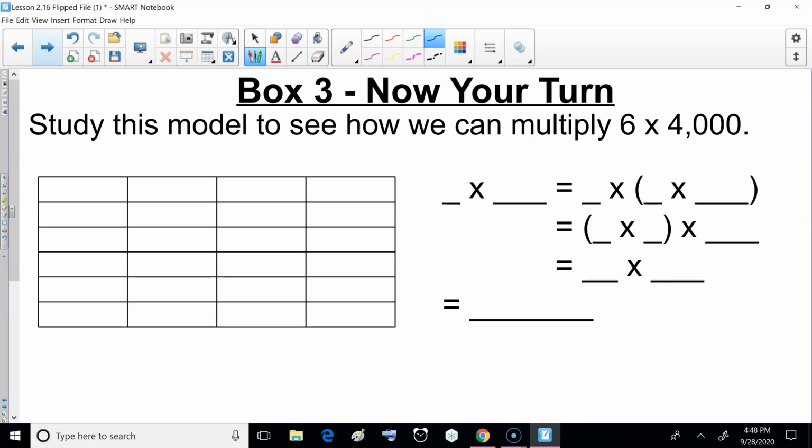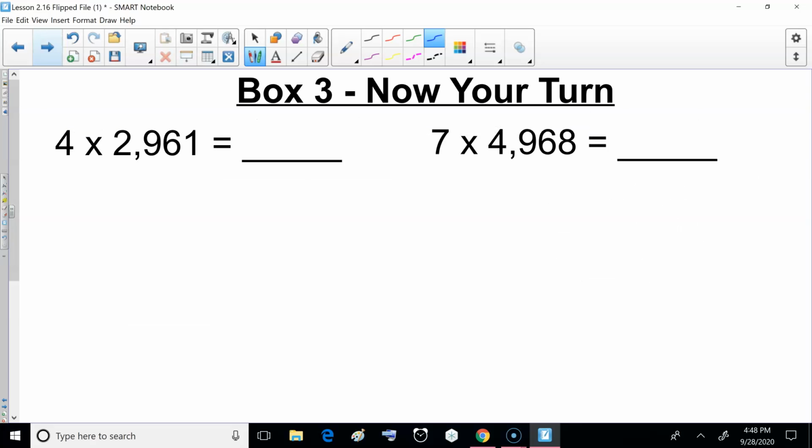Now it's your turn. You're going to take this number, and see if you can do the same thing: multiply 6 times 4,000. How can you break it apart? How can you move the numbers around? And then solve this problem. Good luck. And here are some more math problems to solve: 4 times 2,961 and 7 times 4,968. Use the area model, and give it your best shot.